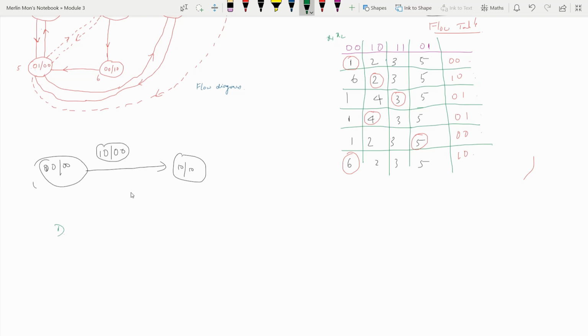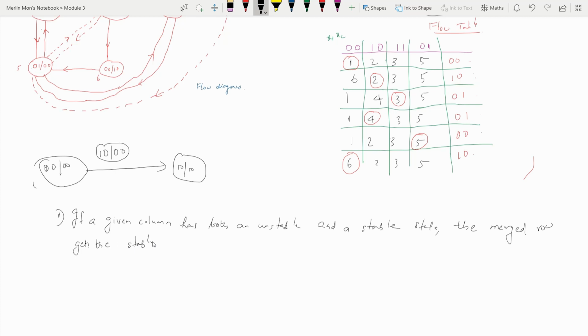So rule number one, if you have that PDF with you, you can refer to that PDF also. Rule number one, if a given column has both an unstable and a stable state, the merged row gets the stable state.